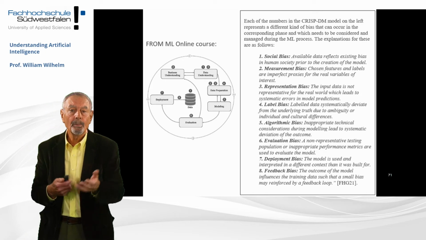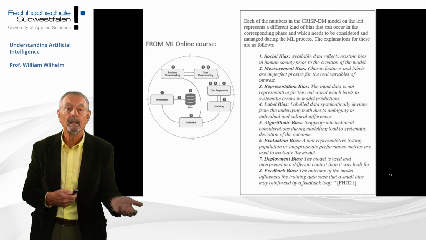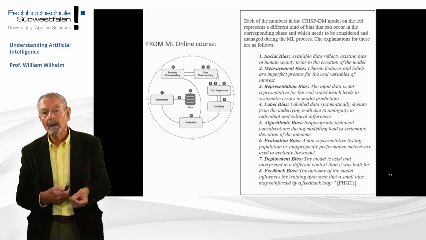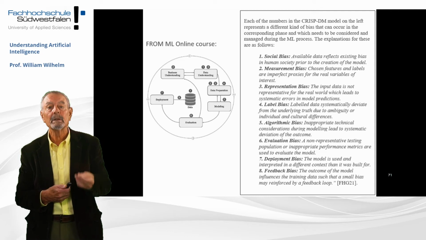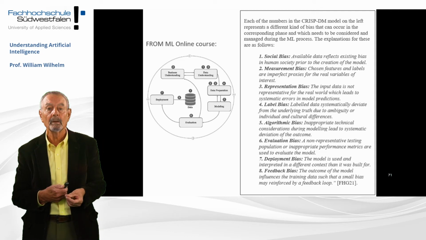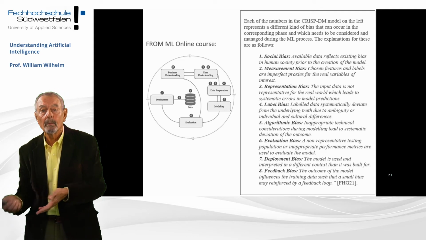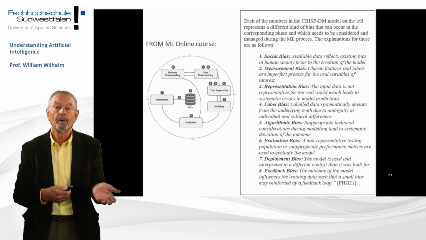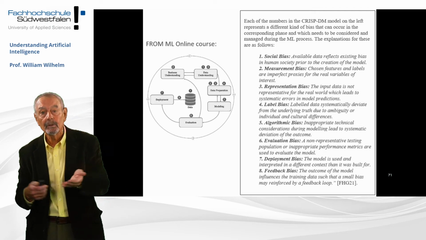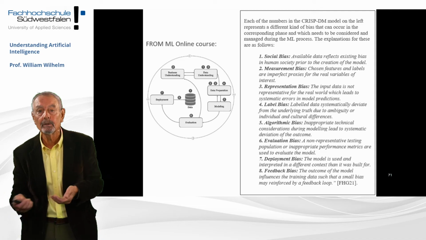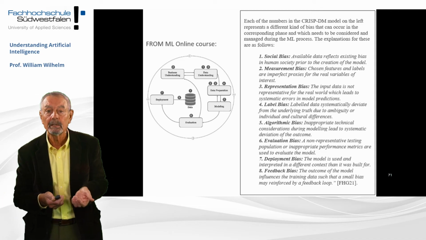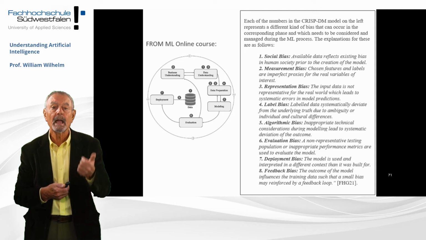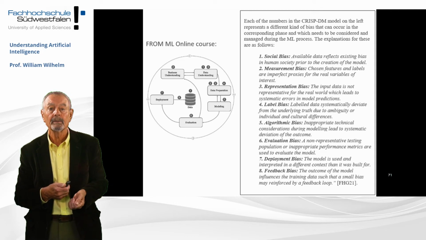Algorithmic bias. Inappropriate technical considerations during modeling lead to systematic deviation of the outcome. The term algorithmic bias describes systematic and repeatable errors that create unfair outcomes, such as privileging one arbitrary group of users over others. For example, if an algorithm recommends loans to one group of users but denies loans to another set of nearly identical users based on unrelated criteria, and if this behavior can be repeated across multiple occurrences, an algorithm can be described as biased.